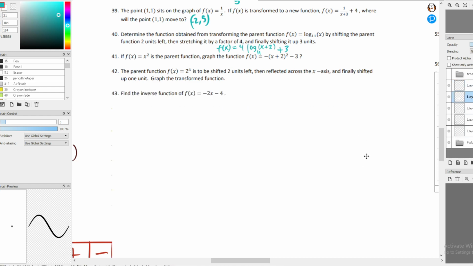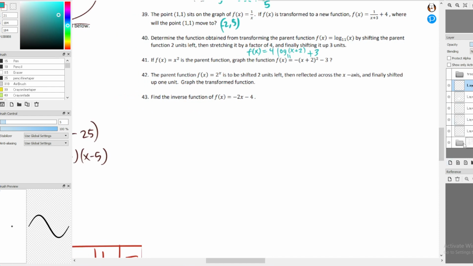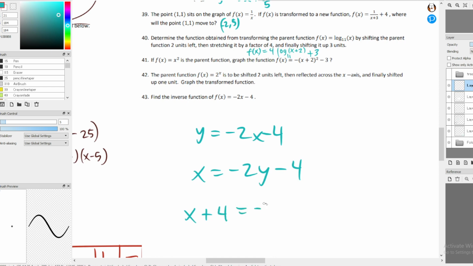43 is asking us to find the inverse function of f of x equals negative 2x minus 4. We have to change our f of x to y's. So we'll get x is equal to negative 2y minus 4. Now we'll add 4 to both sides. x plus 4 equals negative 2y. We'll divide both sides by negative 2. And we'll get negative 1/2 x minus 2. So that is our inverse function.